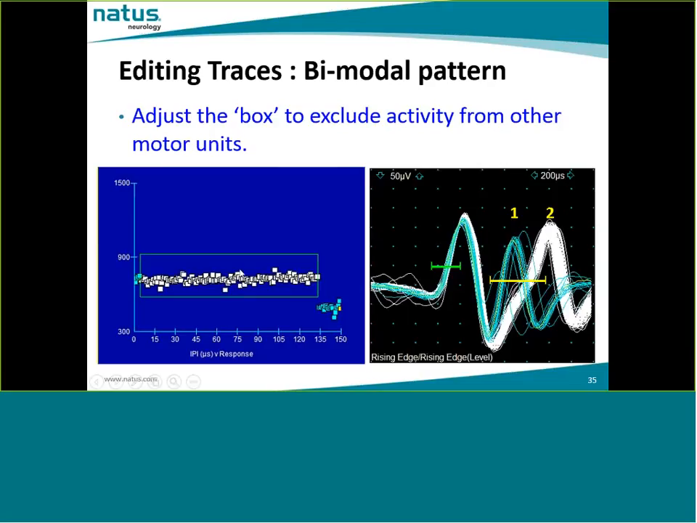So this is another powerful way of excluding traces from interfering motor units, and this is particularly useful when you have a bimodal pattern. Notice that it is very easy to change the limits of this window rather than going to individual traces and excluding them from analysis. So once again, here is the cluster representing discharges of motor unit 1 and a cluster from motor unit number 2.